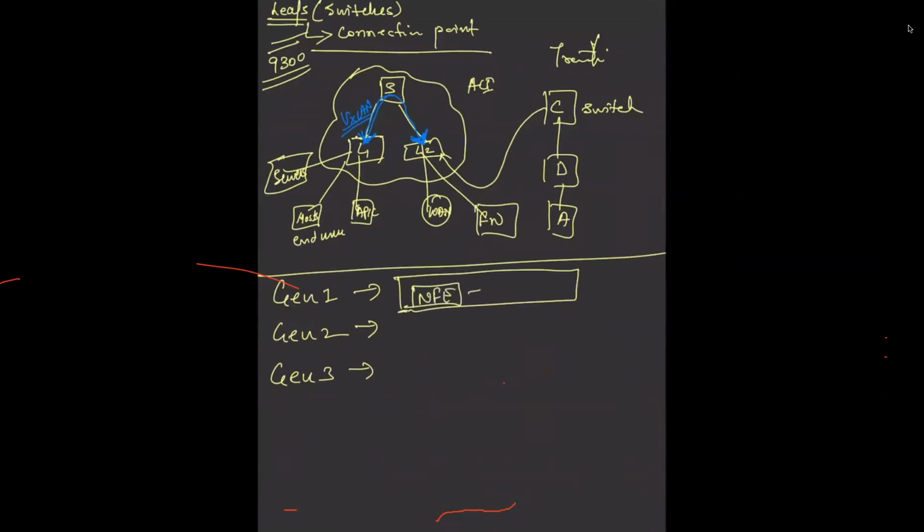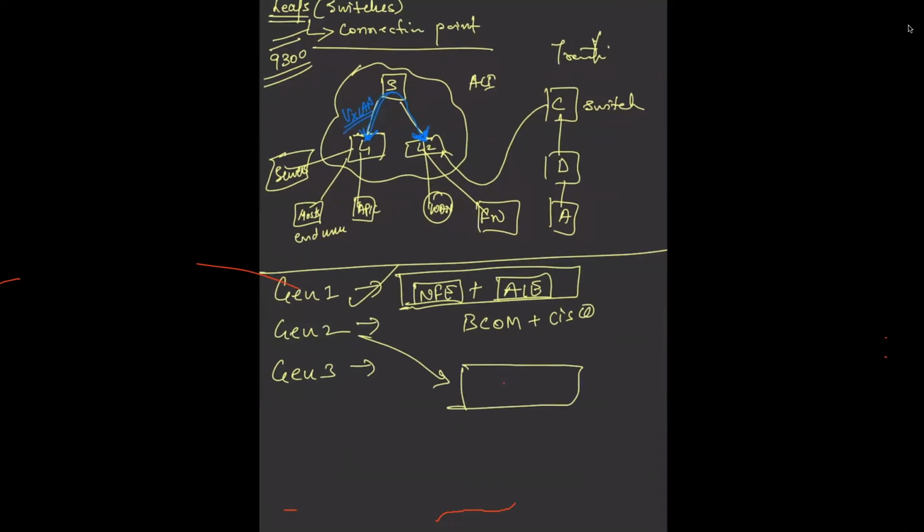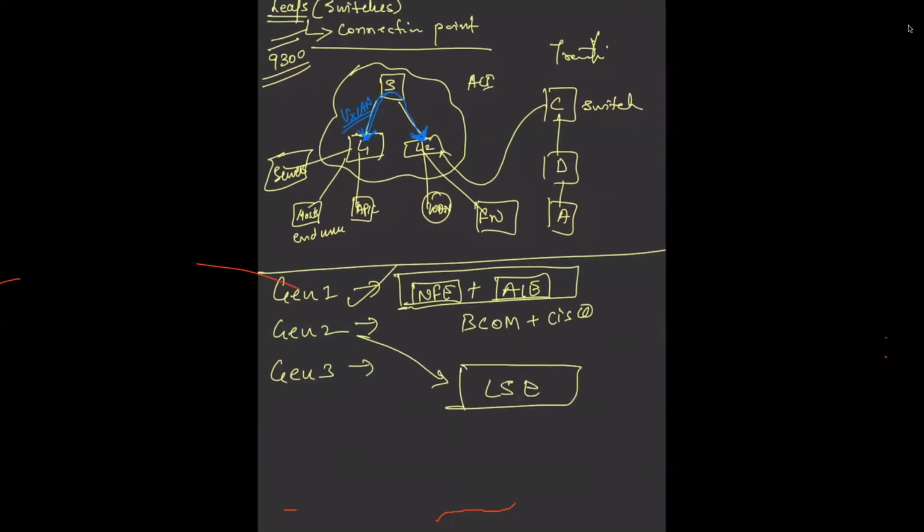So NFE plus ALE. Okay, so this is going to be your ASIC. This is what Broadcom and Cisco are making when they are having first gen leaves. After that, Cisco commits with its own ASIC, so they're not going to use the Broadcom chip. That is going to be LSC, which is their own ASIC. They're going to use it, and then also in Gen 3, they're going to use their own ASICs.